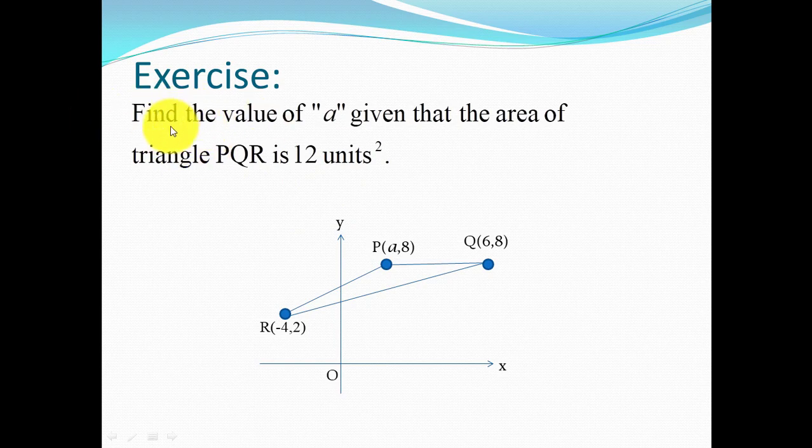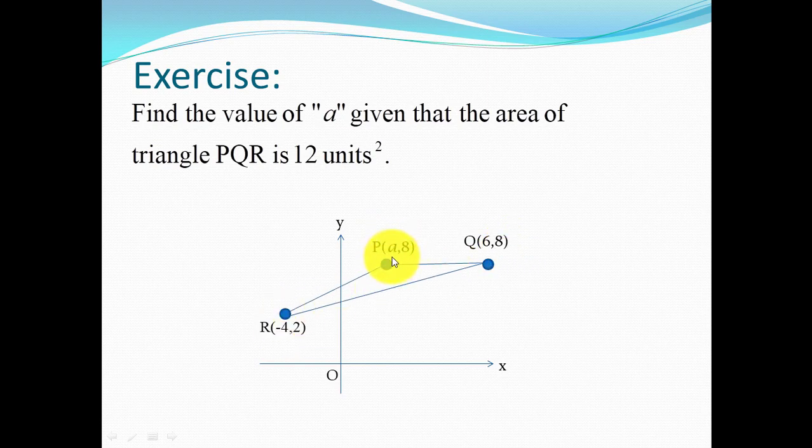This is an exercise for you. Find the value of A given that the area of the triangle is 12 units. You have only one parameter, which is that the area of the triangle is 12 units, and these points are also given. You have to find this value of A.